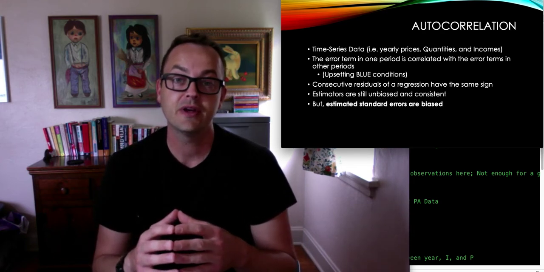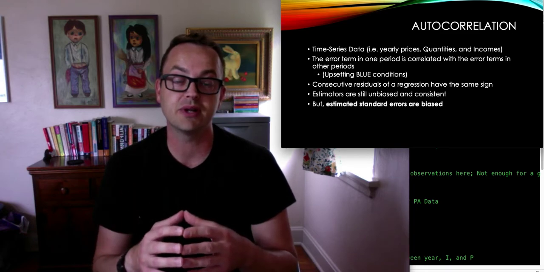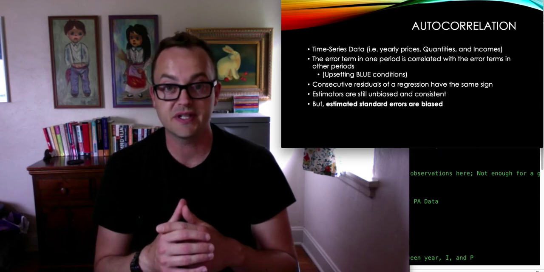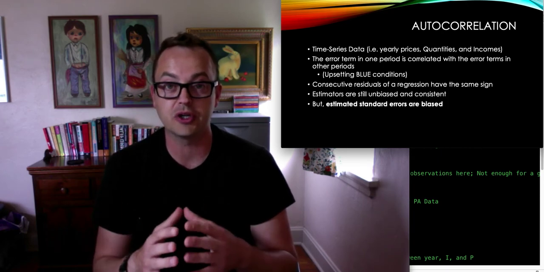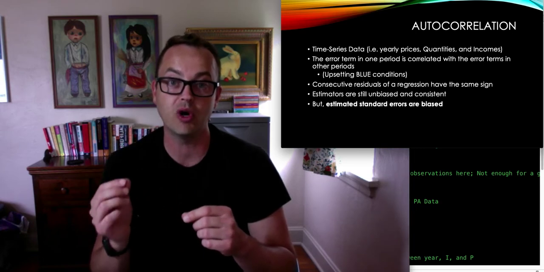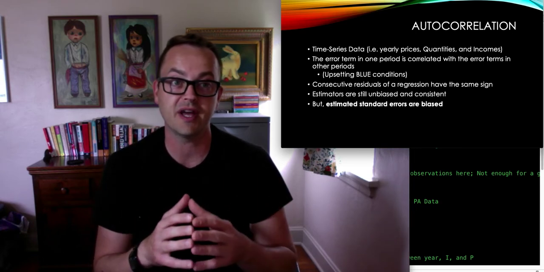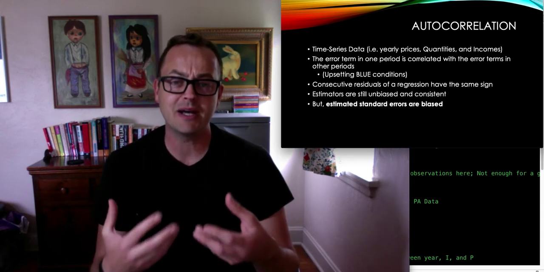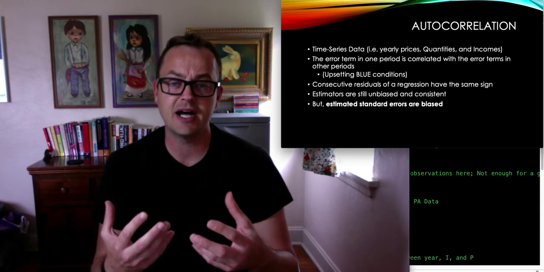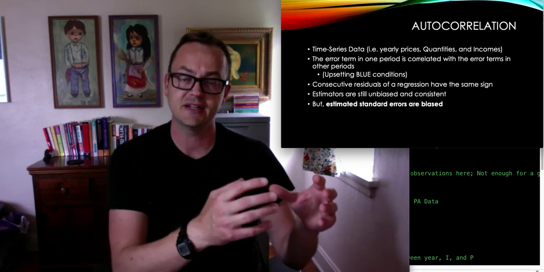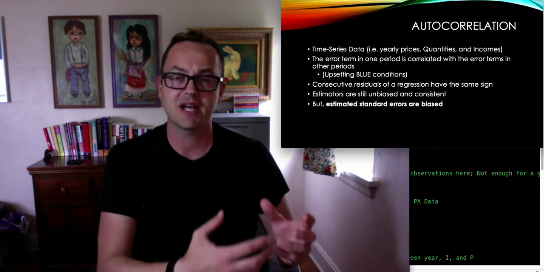heteroskedasticity. Well, a special form of that comes into play when you're dealing with time series data, and this special form is called autocorrelation, and it's specifically when the error terms of one year are correlated with the others. So you might be able to detect this when you are seeing that error terms for consecutive years are following some kind of pattern.